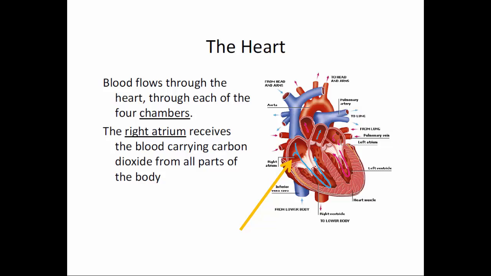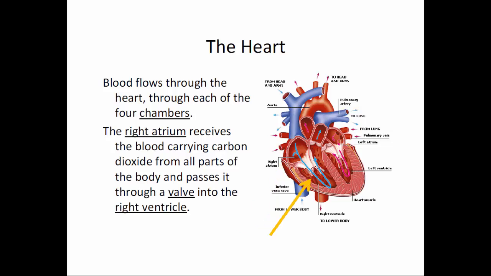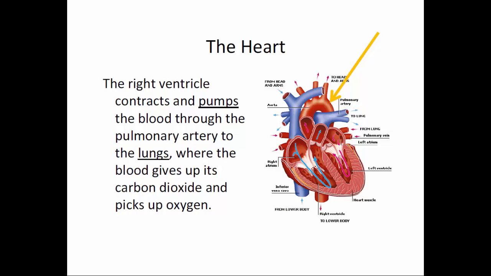All of this blood is moved around primarily by the heart. So, what is the heart? It's 4 chambers that we'll talk about in turn. The right atrium receives the blood carrying carbon dioxide from all parts of the body, and it passes it through a valve into the right ventricle. The right ventricle contracts, pumps the blood through the pulmonary artery to the lungs, and that's where it gives up that carbon dioxide and picks up oxygen like we talked about previously.